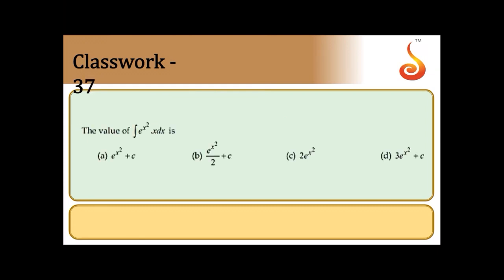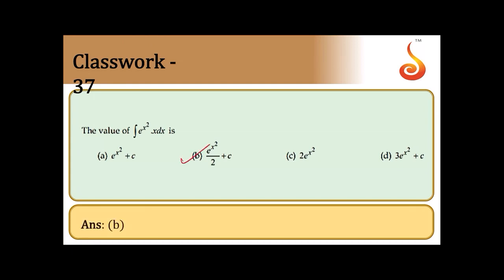Coming to the next one, integral e power x square into x dx. This can be simplified as the integral of e power x square into the differential of x square. The derivative is 2x. You have x dx, but you don't have 2, so multiply by 1 by 2. Integral of e power t dt is e power t. So therefore, half of e power x square plus constant. So the answer is B.